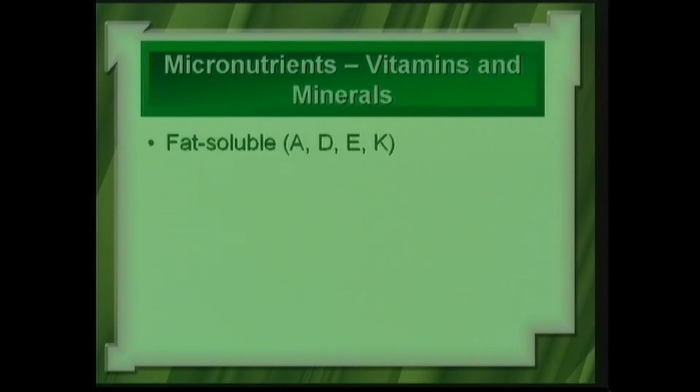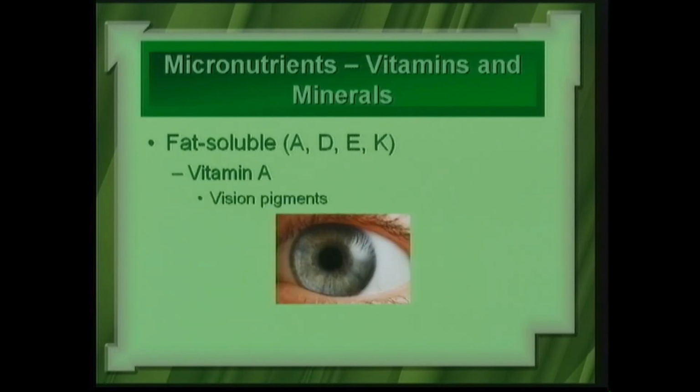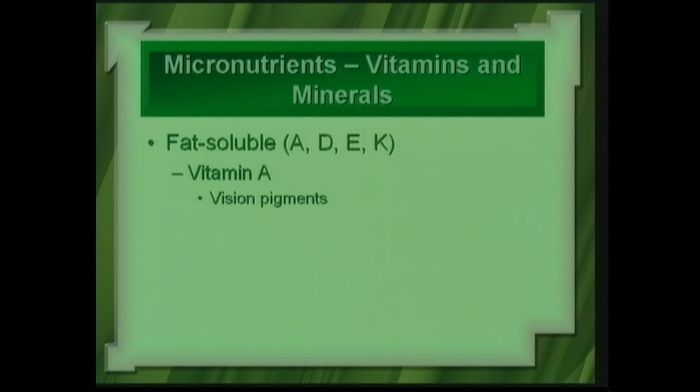You can divide the vitamins into two types: the fat-soluble type and the water-soluble type. Among the fat-soluble type are vitamins A, D, E, and K. One we're going to talk about is vitamin A, and here's the structure of it. Vitamin A is important because one of its functions is to help your body produce vision pigments such as rhodopsin and other vision pigments which help you to see.